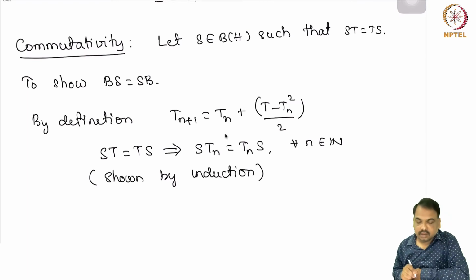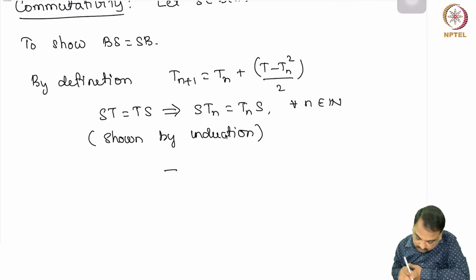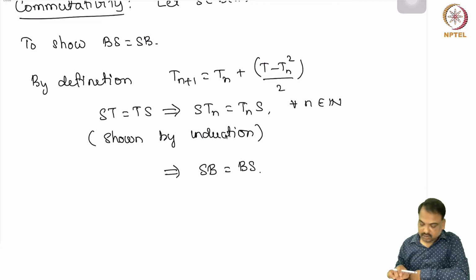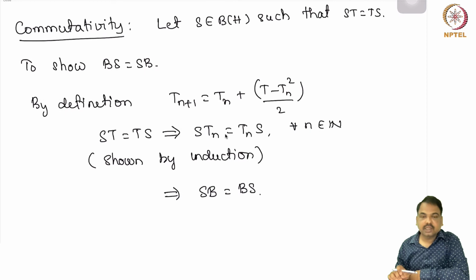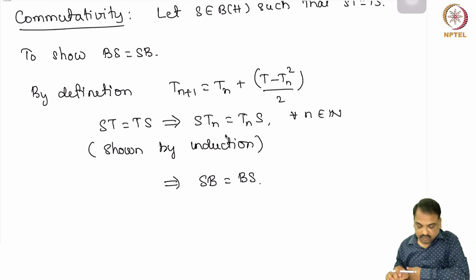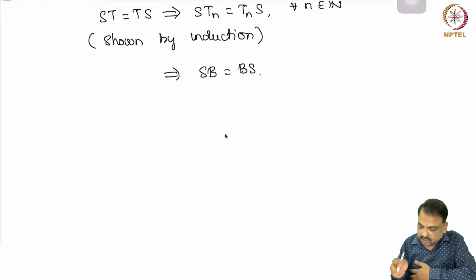This is easy to show. So from this we can conclude that, since Tn converges to B, SB equals BS. So this completes the commutative property of the square root. Next we want to show the uniqueness.